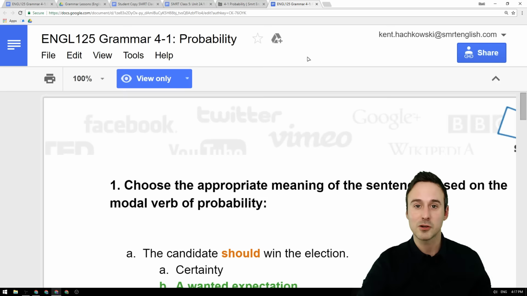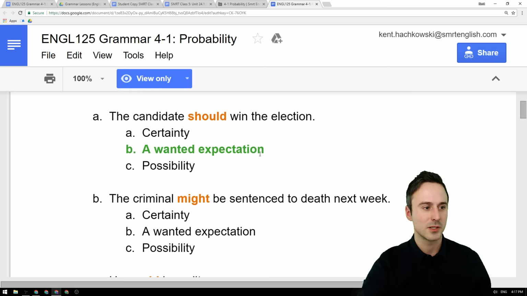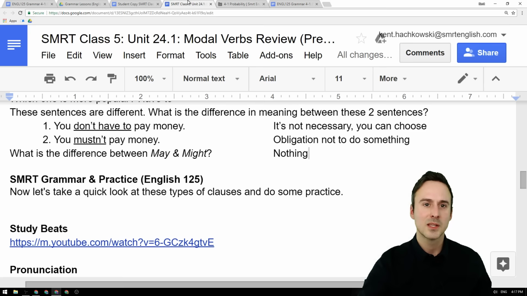Quick review. Modal verbs, probability: the candidate should win the election. So again, a wanted expectation. Okay, so I think we've gone through all this, so I'm not going to spend too much time here. Tell you what, let's jump ahead to these wonderful pictures that I've prepared for you.